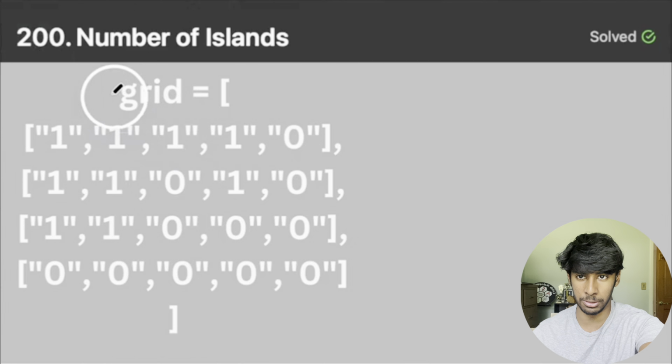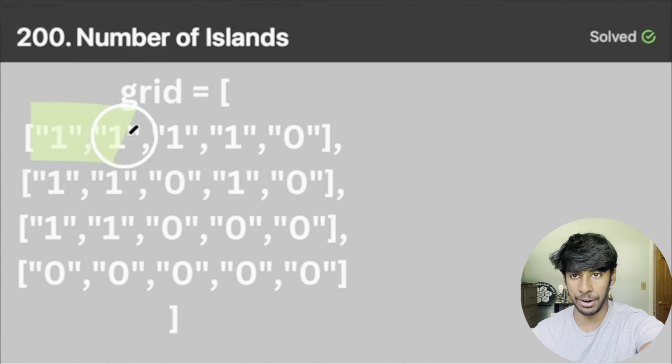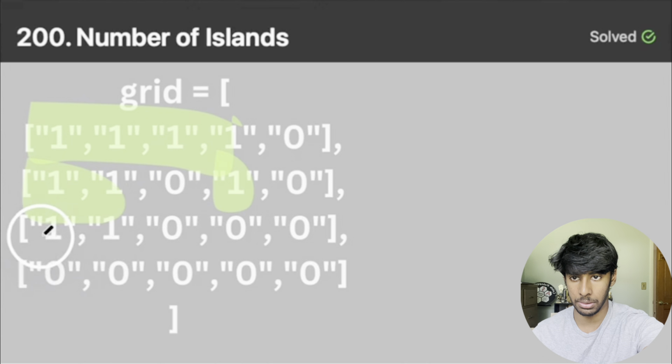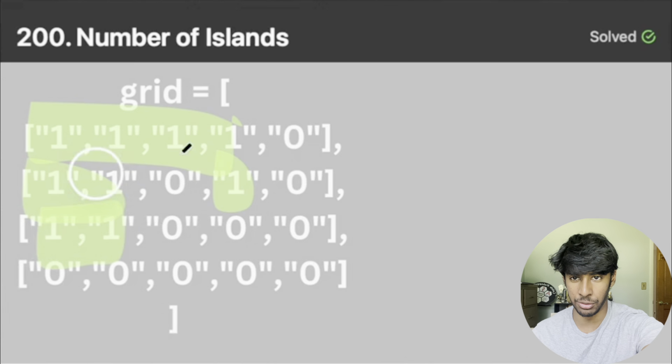So this is what the grid is going to look like right here. And this grid is supposed to represent a map, where the 1 values represent areas of land. So these are all areas of land on the map. And the 0 values are going to represent areas of water. So these areas are all contained with water.